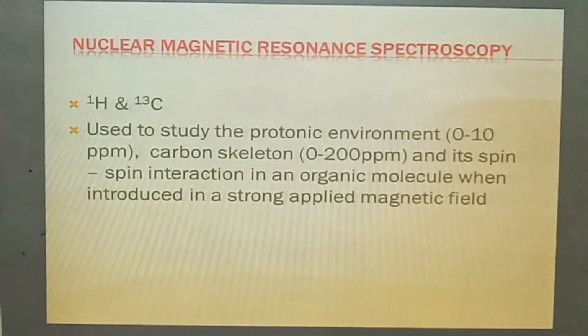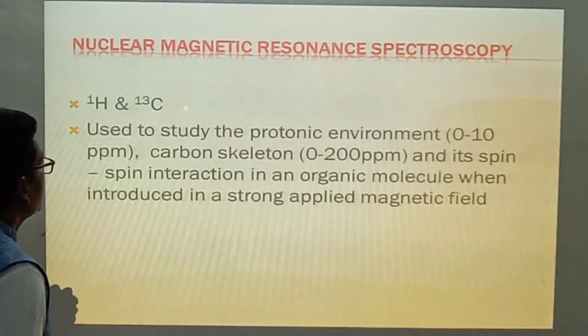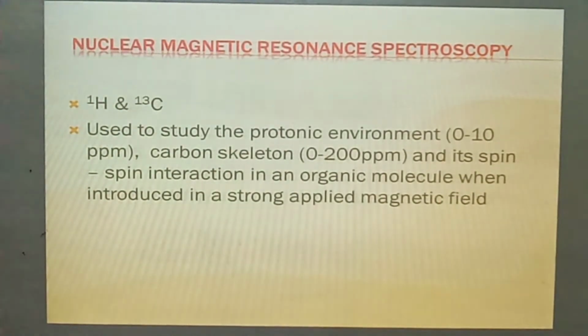Now, let us see the concept of nuclear magnetic resonance spectroscopy, especially with H1 and C13 spectral techniques, and how it is useful in elucidating the structure of organic molecules.